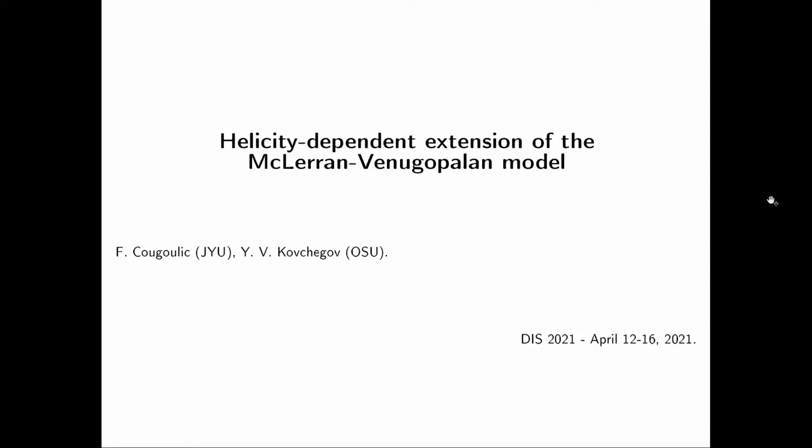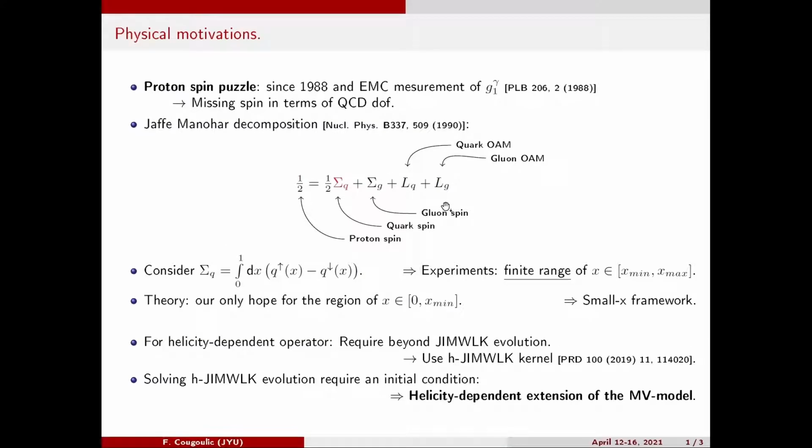I am Florian Cougoulic and I would like to discuss a project made in collaboration with Yuri Kovshegov about writing a helicity-dependent extension of the MV model. Since the measurement from the European Muon Collaboration of the g1 structure function, we are lacking an understanding of the proton spin in terms of QCD degrees of freedom.